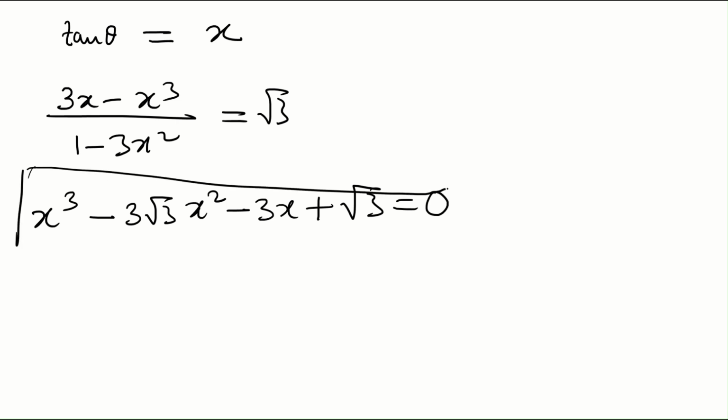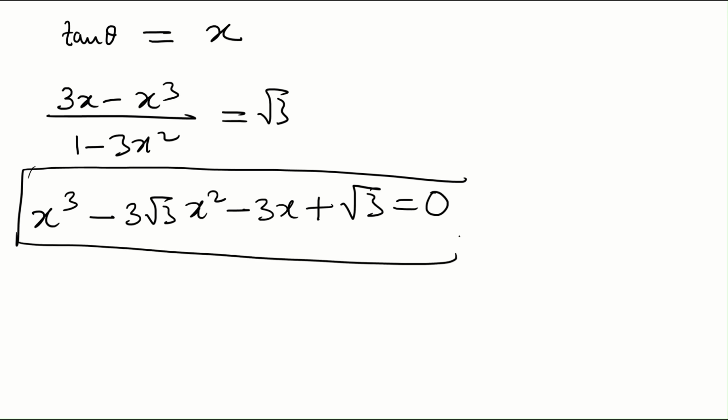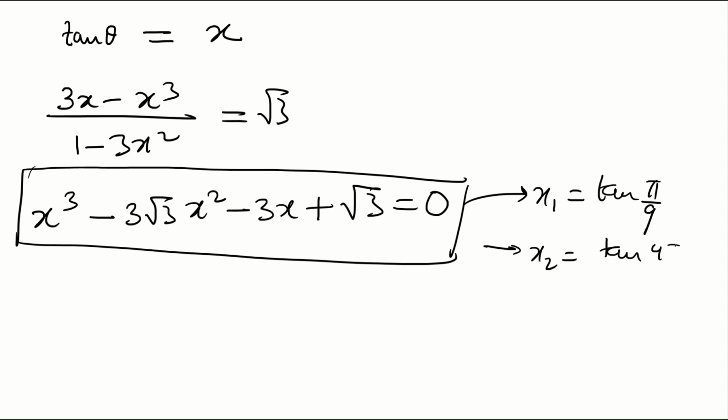This is a cubic equation that we are getting, right? And let's see what we can do here. The beautiful thing about this cubic equation is that the roots of this equation are x1 equals tan pi over 9, if you remember the angles, x2 equals tan 4 pi over 9, and x3 equals tan of 7 pi over 9. Right, these are the three roots of this cubic equation.